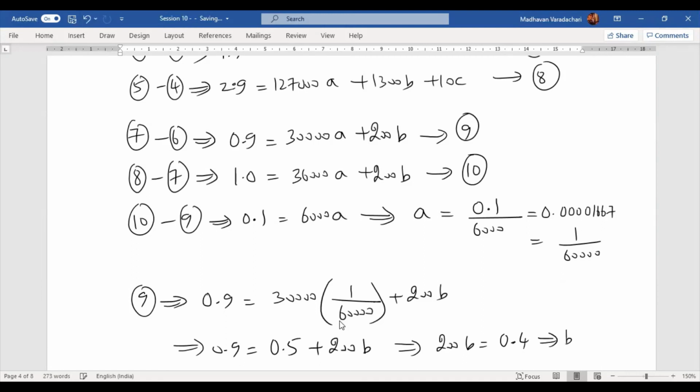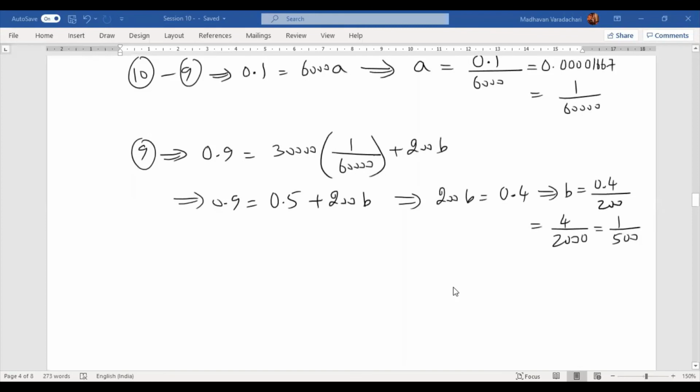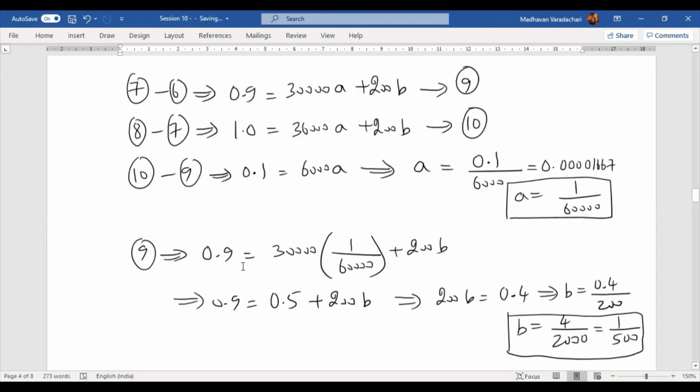I can rewrite it as B is equal to 0.4 by 200. Or I can again multiply numerator and denominator by 10. So you will get 4 by 2000, sorry. So now I can rewrite it as 1 by 500. So this B value is 1 by 500. So we got A value as 1 by 60,000, B value as 1 by 500. Now that we got A and B, let us find out what is C.